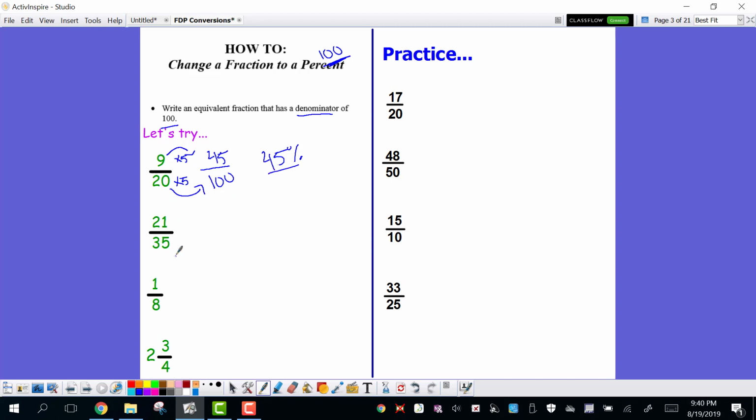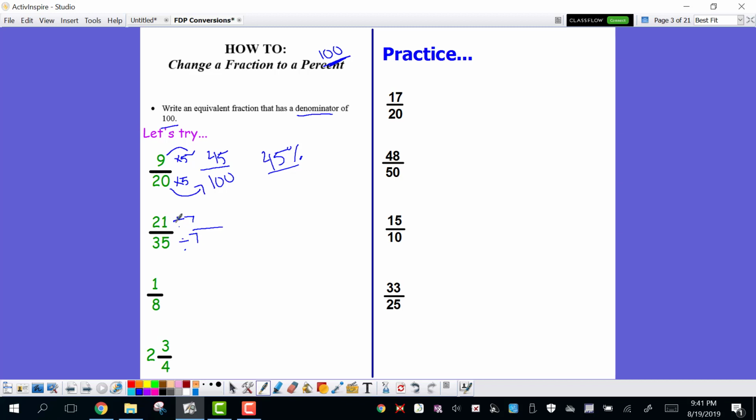Our second example here is a little bit different because, as you can see, there's nothing that I can multiply by the 35 to equal 100. So in this case, I have to work a little like backwards, okay? So I'm going to simplify my fraction first in order to get a denominator that can easily be multiplied to make 100. Okay, so I need to find a number that can be divided easily between the 21 and the 35, and that number is going to be 7.